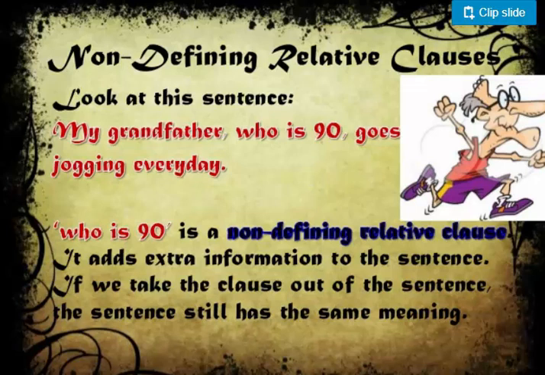Now this sentence is: My grandfather, who is 90, goes jogging every day. If we do not use who is 90, we still know that the grandfather is old, who is near 90 years or something like that. And if we use the sentence as: My grandfather goes jogging every day, it has a meaning. Even if we do not use that clause, the sentence conveys the meaning.